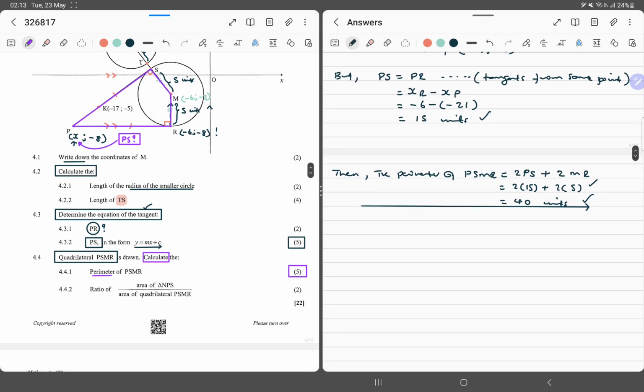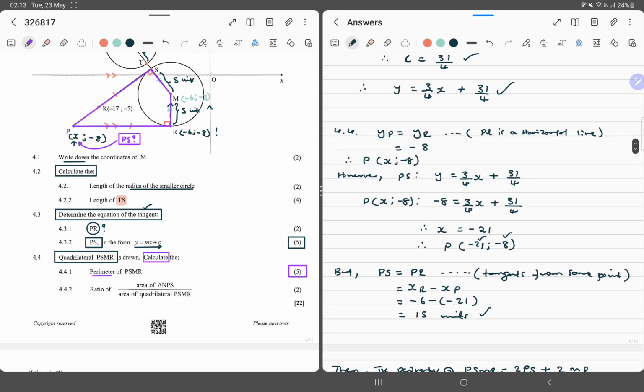Okay, now let's go for it. Last question. Again, I keep doing this. So this is 4.4.1.